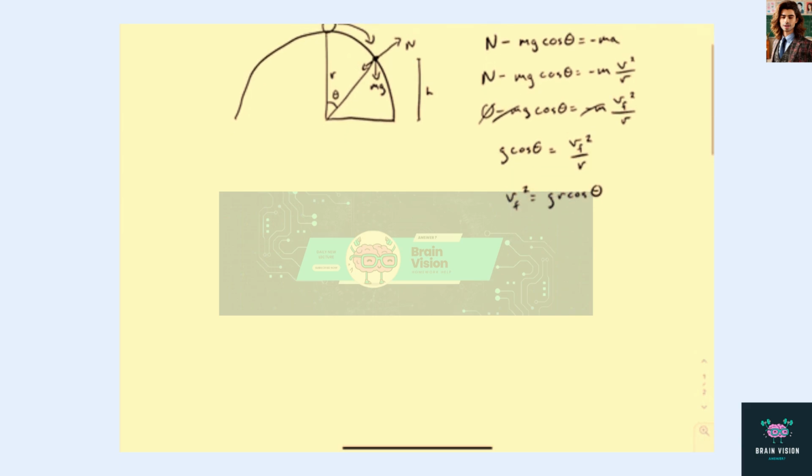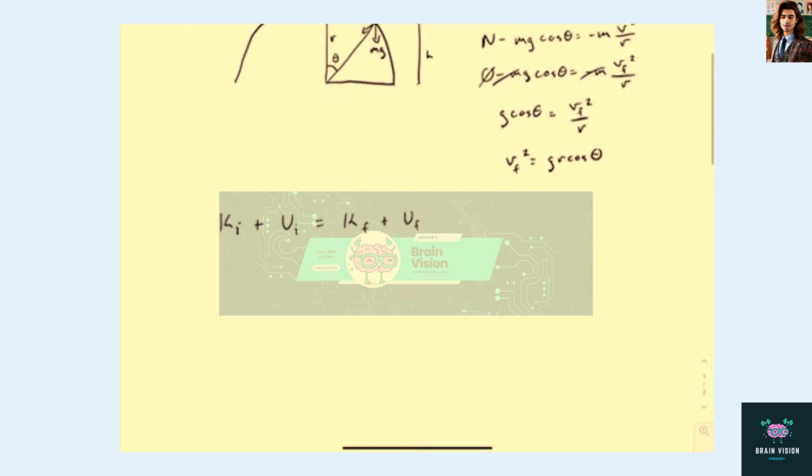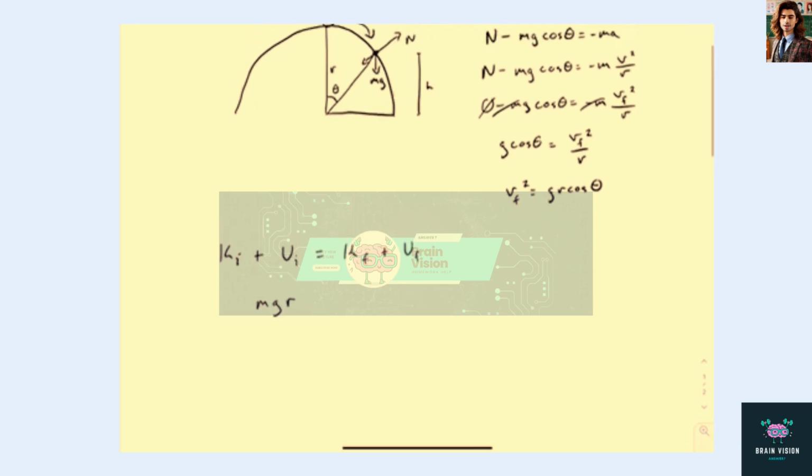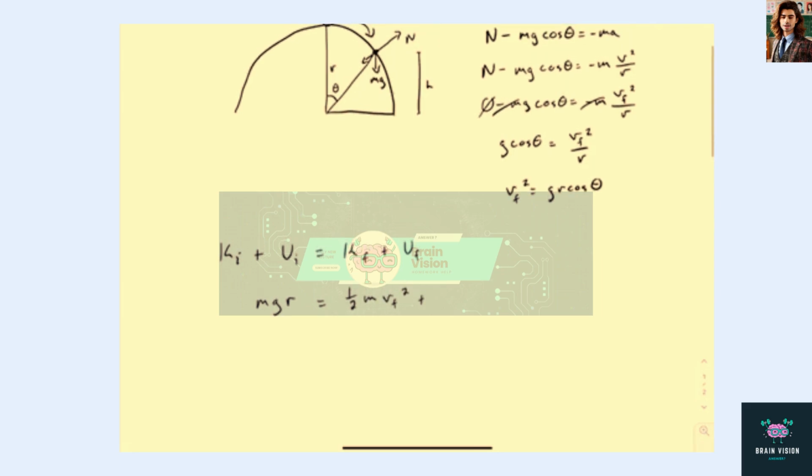Now for the energy, we can simply do kinetic initial plus potential energy, and then the same thing for final. Now the initial kinetic energy is 0 because we're not moving. So we just have to worry about potential energy, which is going to be m times g times the height, which is r. The final kinetic energy is 1/2 m vf squared. And the final potential energy is mgh.